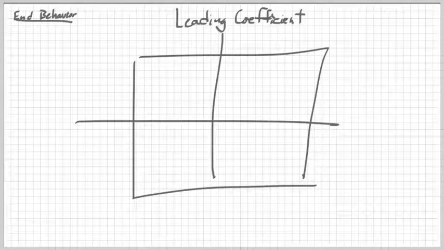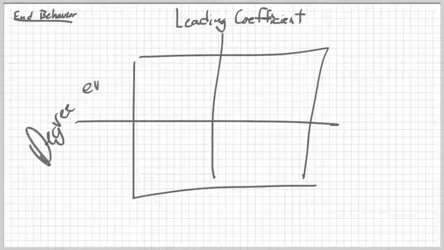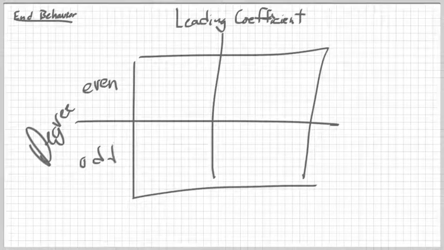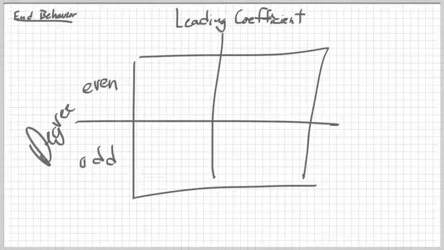I think so. And on the side, we're going to call that the degree side. You can actually switch these if you wanted to, but right now this is how I'm going to do it. For the degree, we care if the degree is even, and we care if the degree is odd. Now remember, for even, always think about x squared. The arrows are both pointing in the same direction, right? So all even functions will point in the same direction for their end behavior.